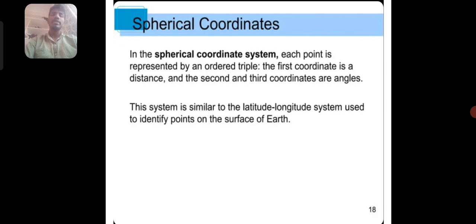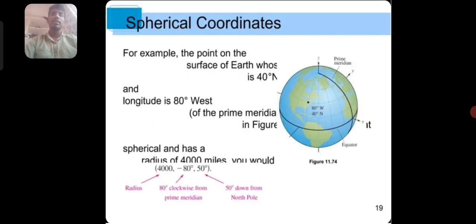The first coordinate is a distance, and the second and third coordinates are angles. This system is similar to the latitude-longitude system used to identify points on the surface of the earth. For example, a point on the earth's surface whose latitude is 40 degrees and longitude is 8 degrees west of the prime meridian, as in the figure, has a radius of 4000 miles.